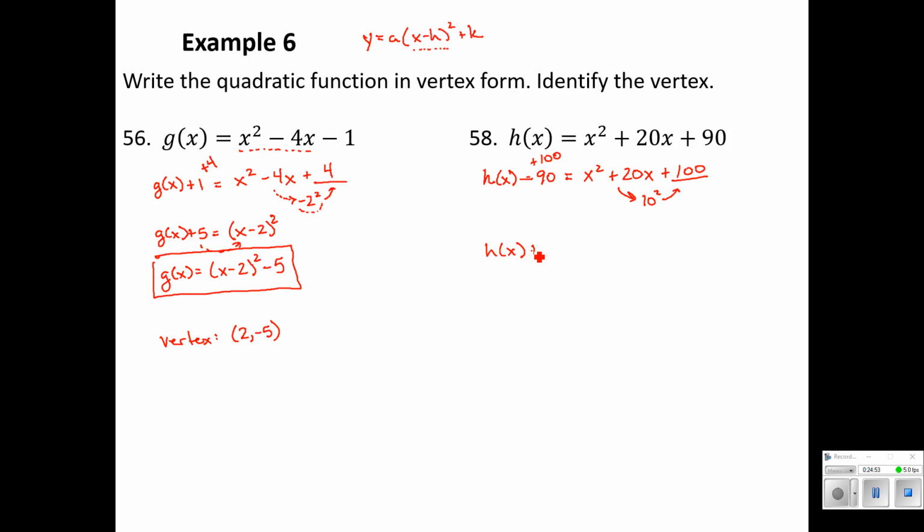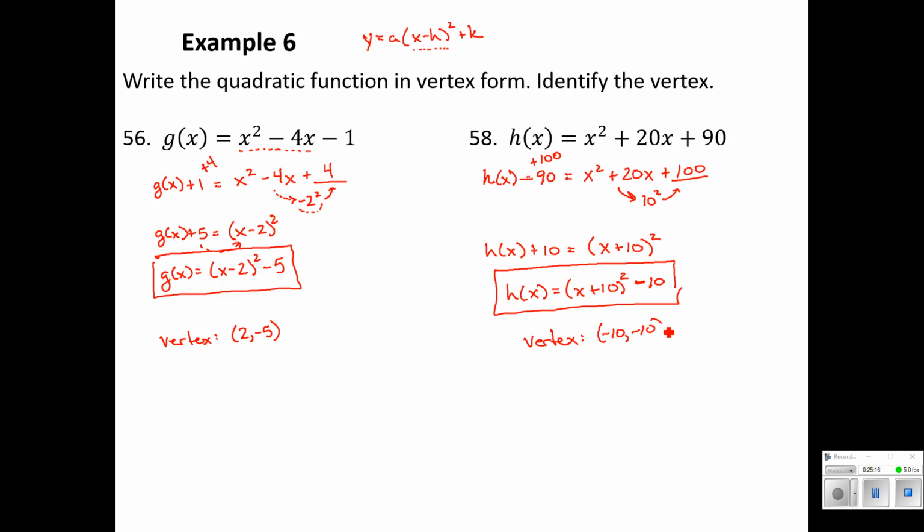So h of x plus 10 equals x plus 10 squared. And the last step, put it into our vertex form, subtract 10 from both sides, minus 10. And we'll just grab our vertex out of that. It ends up being negative 10, negative 10.